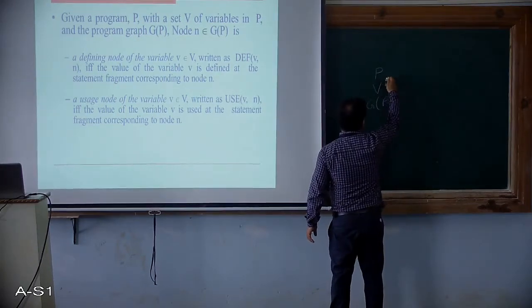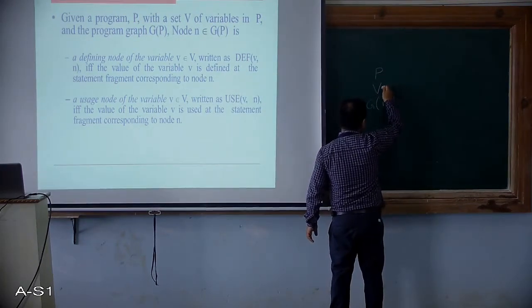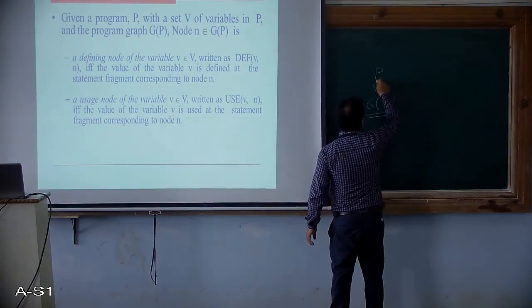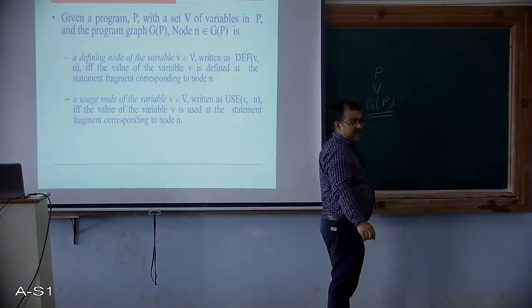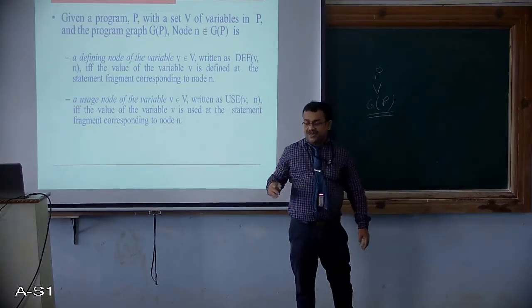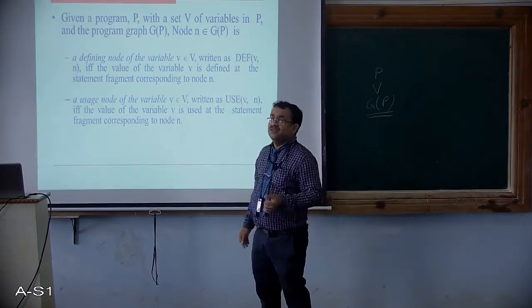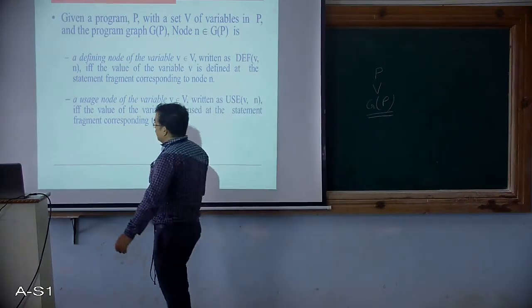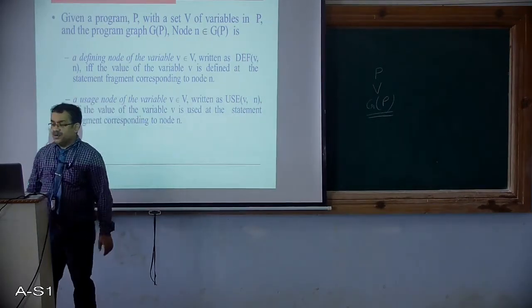We have a program P, a set of variables V, and a program graph which is identified by GP. That is, the program is given as input. Actually we are creating the graph, that is, the program flow graph. How to create the program flow graph, we have already discussed earlier.